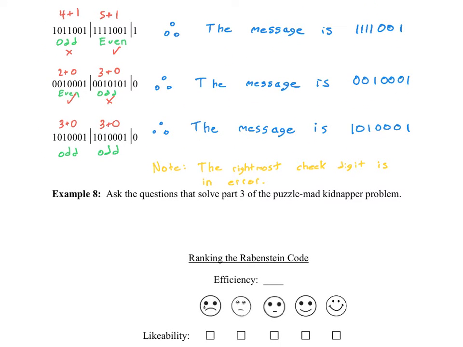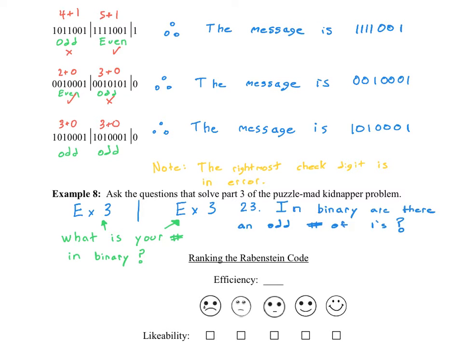Okay, let's use the Ravenstein code to solve the Puzzle Mad Kidnapper problem in another version. So this time, Basker Hound lies, but we get 23 questions. Well, that's exactly enough for the Ravenstein code to help us out here. We can ask, what's your number in binary? And then ask, what's your number in binary again? That will take 22 questions. And then we'll have the final question, which is the rightmost check digit. So to get that final digit, we'd ask, in binary, are there an odd number of ones?